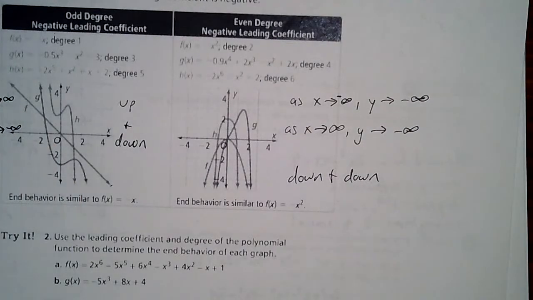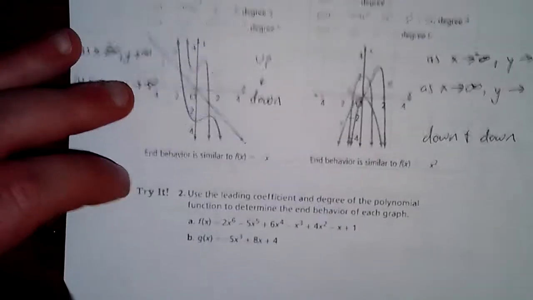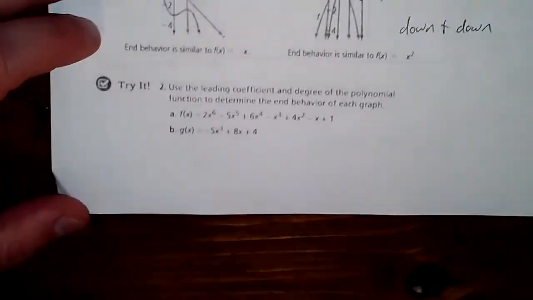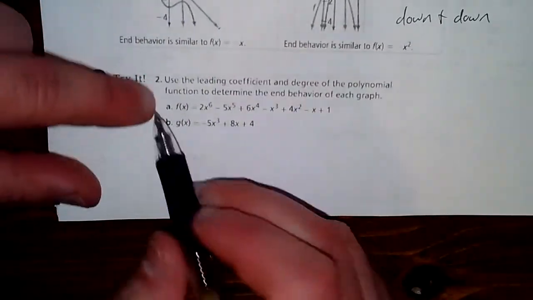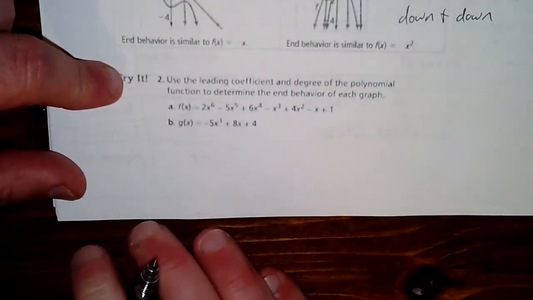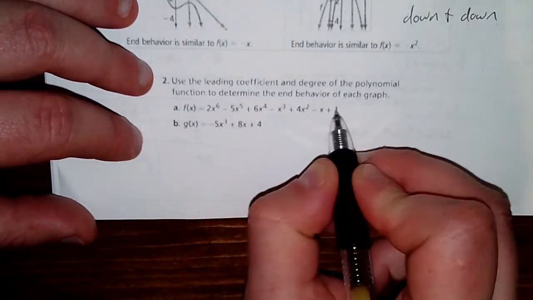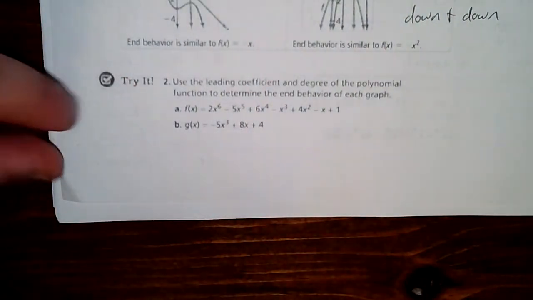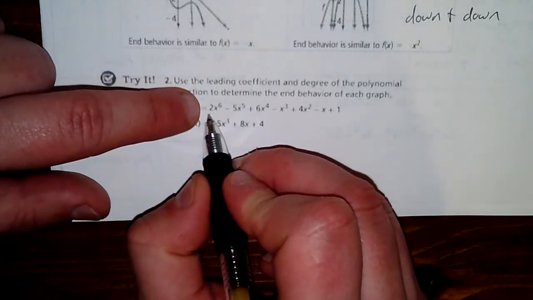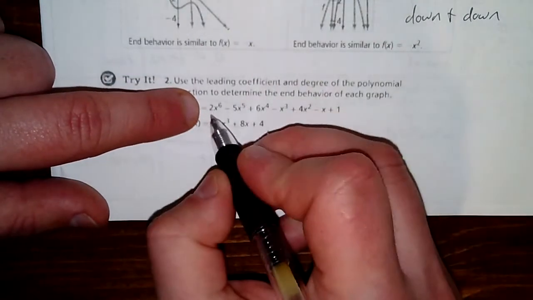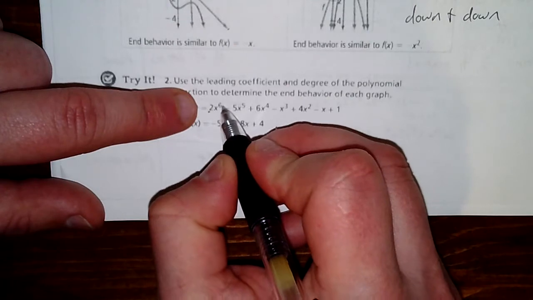So let's see if we can do this with some generic problems. If we jump down here to these trials, it says, here's some big old crazy looking function, but use the lead coefficient and the degree to determine the end behavior. Okay, so we don't care about any of this mess. All these terms after the lead term don't do anything for the end behavior. It's just the lead term, which is a 2x to the sixth. So it's positive and it's even.